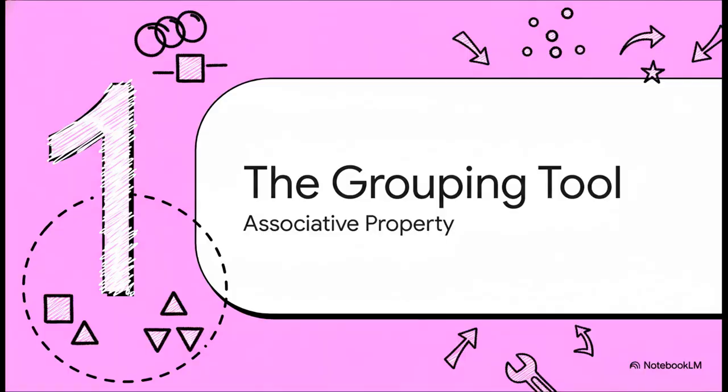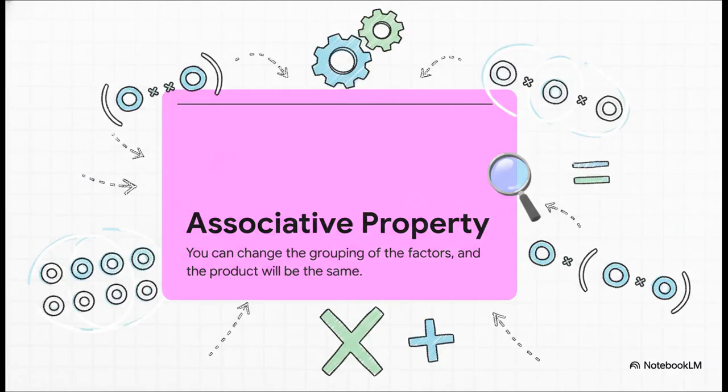All right, the first tool we're pulling out of the box is what I like to call the grouping tool. Now, its official, kind of fancy name is the associative property, but grouping tool is perfect because it tells you exactly what it does. So what does this amazing tool do? Well, the associative property says that when you're multiplying 3 or more numbers all in a row, you can change how you group them, which ones you multiply first, and the final answer, the product, stays exactly the same. It basically puts you in control.